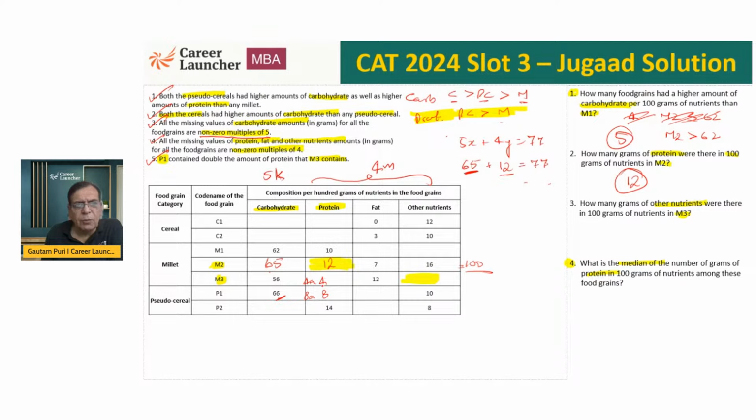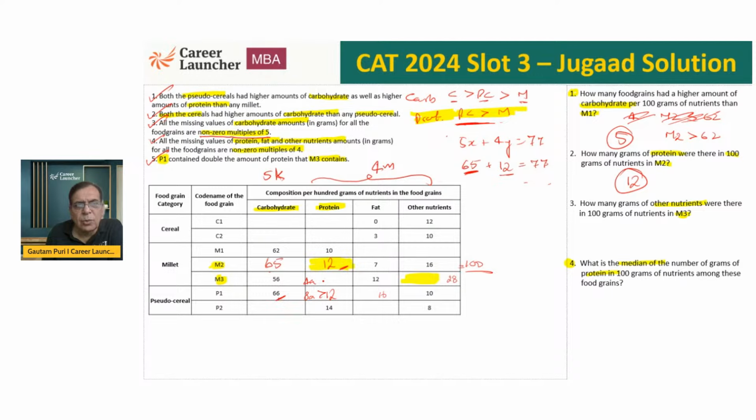What is it? 56 plus 4, 60, 60 and 12, 72. So this will be 28. Multiple of 4, okay. 66 plus 8, 74, 84, 16, multiple of 4, okay. But there's something wrong with this. Please look at M2 is 12. M2 has 12 grams of protein while P1 has 8 grams of protein. But what is the basic data saying? As far as protein is concerned, pseudo cereal should be more than millets. So that means 8A has to be more than 12. Right? 8A has to be more than 12.